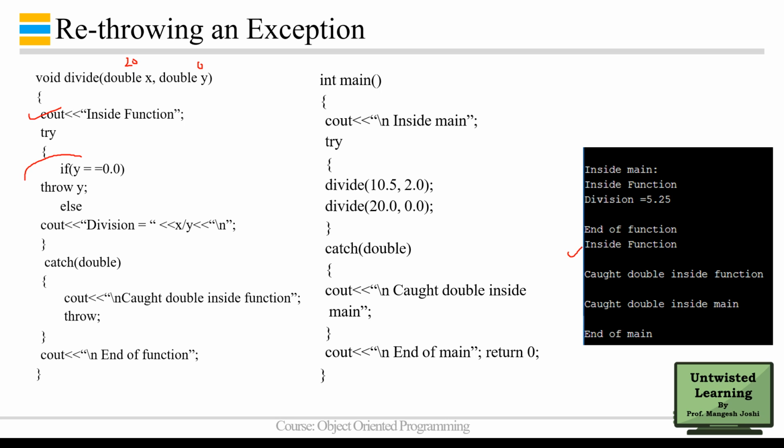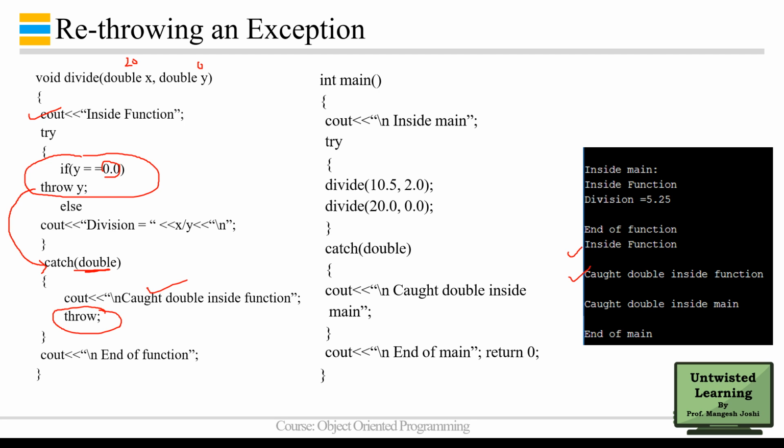Now if y compares with 0, it will go into this block: throw y, right? So it will throw y to the next catch block. You can see this is the next catch block because the value of y is 0.0, which is a double value, and hence it will go here and print caught double inside the function. You can see over here caught double inside the function. Now we are not doing anything here, we are simply rethrowing it. So we will use once again throw without any parameter, right?